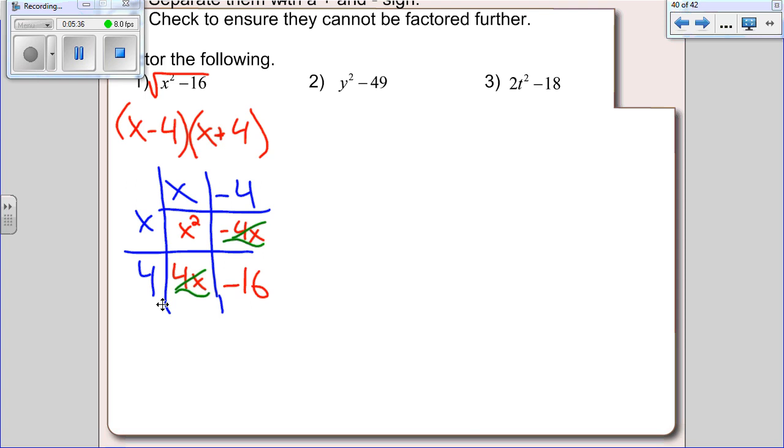But what if you have terms you can't square root? If, say, this question was y squared minus 2. I can't square root 2, right? Then I couldn't factor, and I'd just be done. It'd be unfactorable.